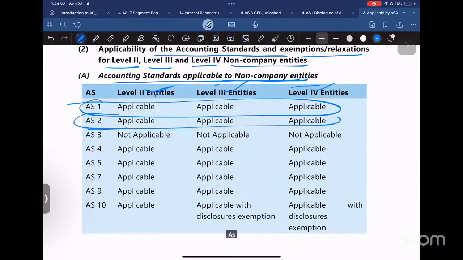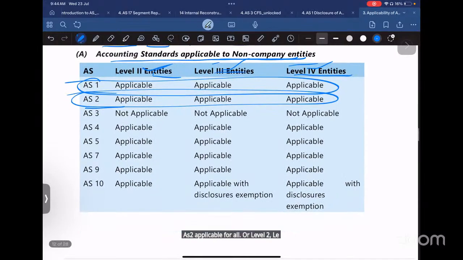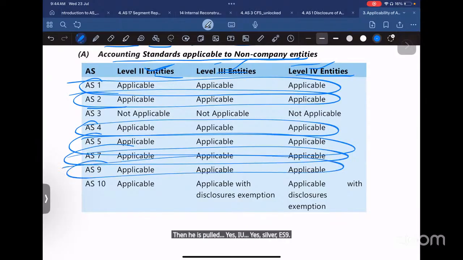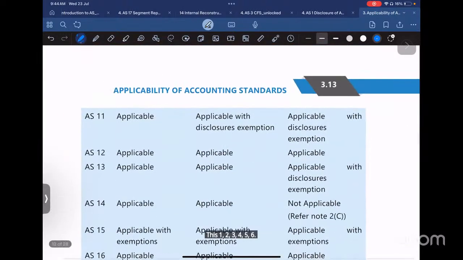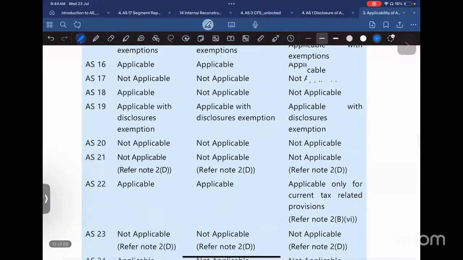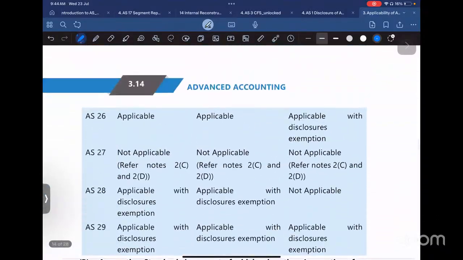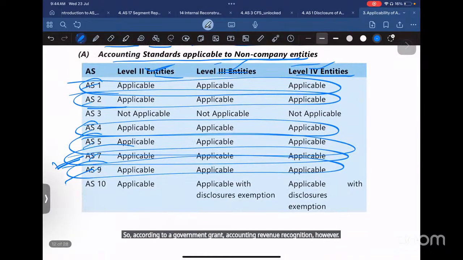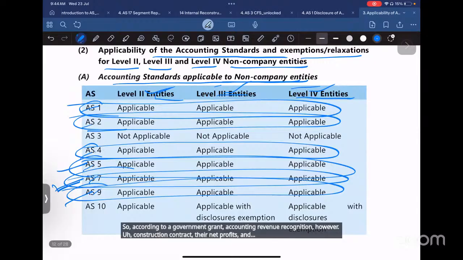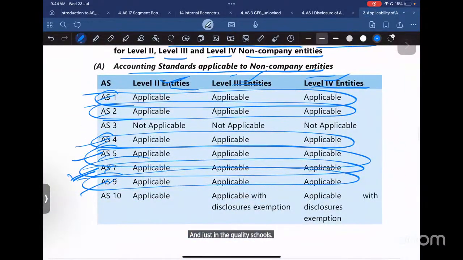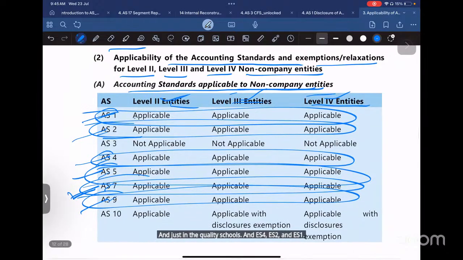AS2 is applicable for all level 2, level 3 entities. Then AS4, AS5, AS7, AS9, that is 1, 2, 3, 4, 5, 6. Then AS12, 7. So, accounting for government grants, revenue recognition, construction contracts, the net profit or loss for the period and changes in accounting policies, and then AS4, AS2, and AS1. These standards are applicable for level 2, level 3, and level 4 entities.